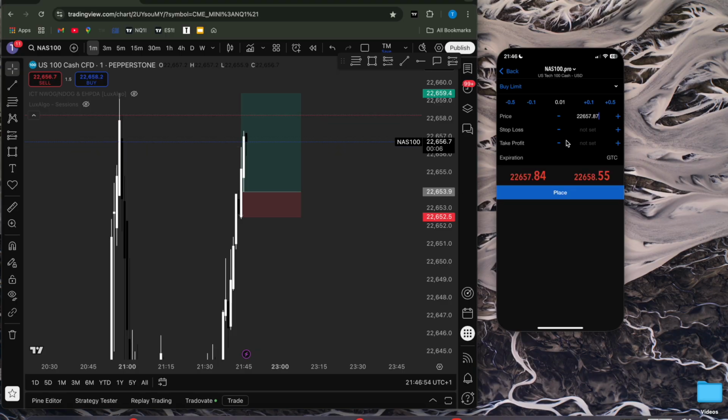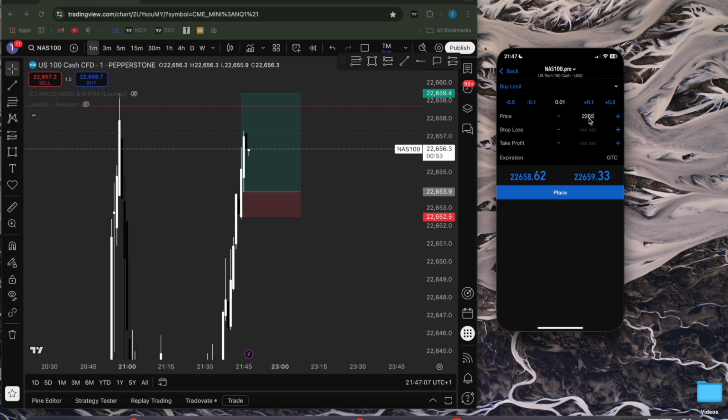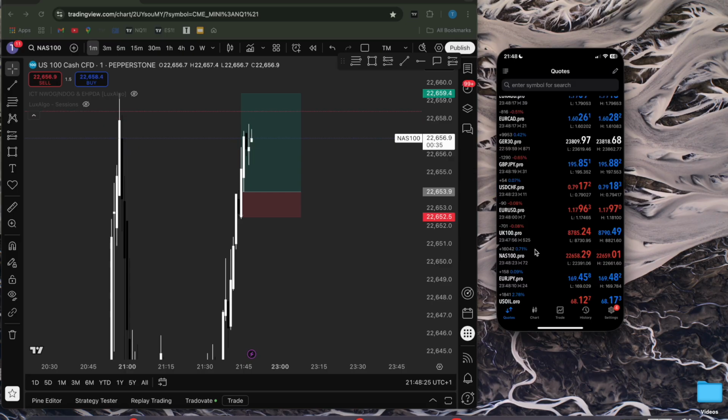But let's say I wanted to enter a buy limit at 22653. Sorry, it's a bit difficult because I'm controlling my phone off my laptop. 22653, yep, and I wanted my stop loss to be at 22652. It's going to let me do it. And my take profit to be up here at 22659. I'd then place it.